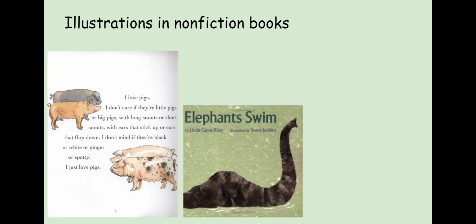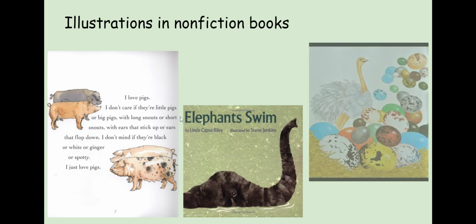In Elephant Swim, last week we saw all of the different animals that were illustrated inside the book. And in Chickens Aren't the Only Ones, we saw different drawings of different animals, like the ostrich and their different eggs. All of these books had illustrations, they had drawings of what the author was talking about.